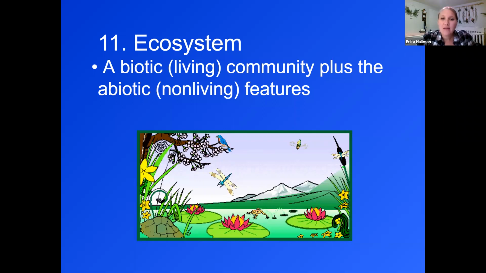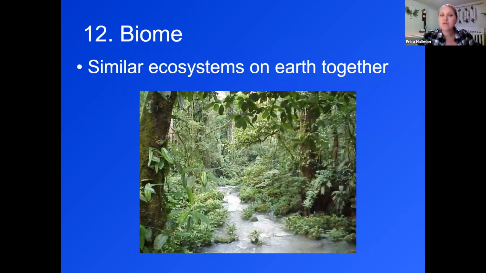So a great example of that in this image, you can see it's not only the frog and the dragonfly and the bee and the bird and the plants, it's also the mountains and the streams and the water and the temperature and the area around. So ecosystems include living and non-living features.